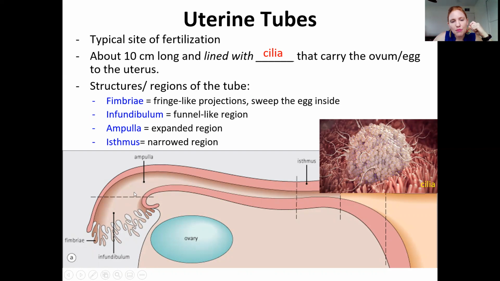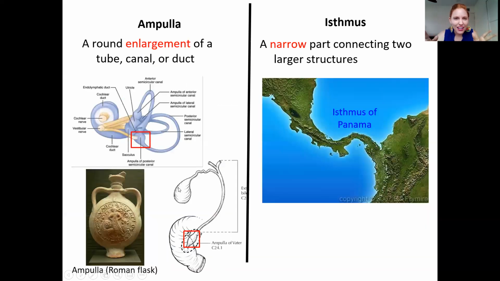And then we have the ampulla, and the ampulla is the enlarged region. Then we have the isthmus. The th part of that is usually pronounced silently, so isthmus. Let me show you a little more help with those two terms. An ampulla is a broad term that just means the rounded enlarged part of a canal or tube. For example, an ampulla is like a Roman flask. See how it's narrow, and then fat in the middle.